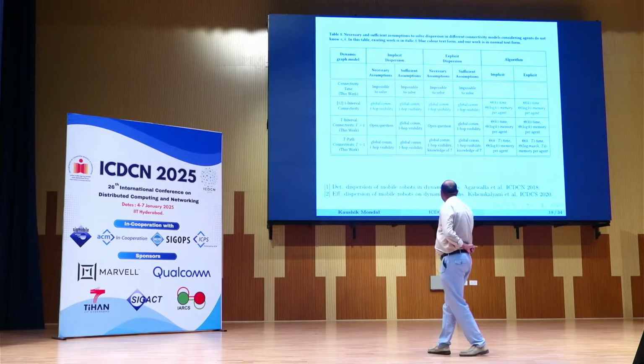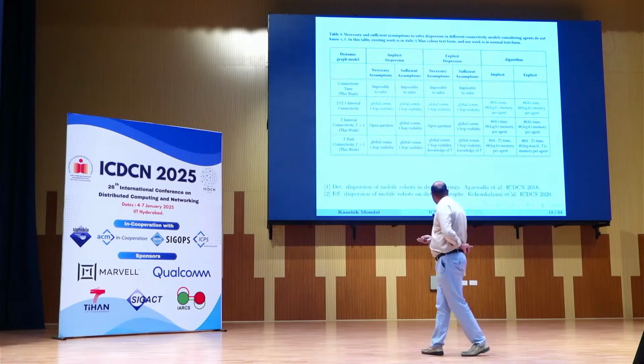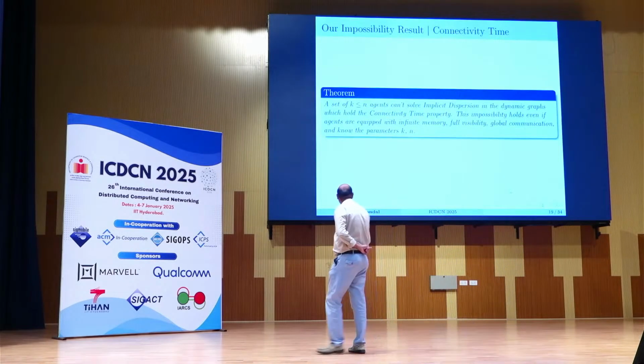And again, one word regarding dispersion and dynamic graphs, which is not there in this table. It was determining dispersion of mobile robots in dynamic rings. It was started by Agarwalla et al. That came in ICDCN 2019.